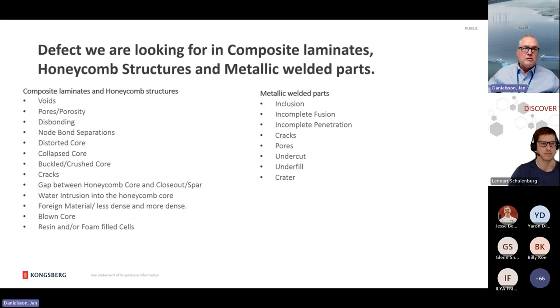These are the defects we are looking for in composite laminates, honeycomb structures, and metallic welded parts. You can see there is a void, porosity, and disbonding, a lot of different defects, and most of them we have in the test pieces. For metallic welded parts, we are looking for inclusion, incomplete fusion, incomplete penetration, cracks, pores, undercut, underfill, and crater.